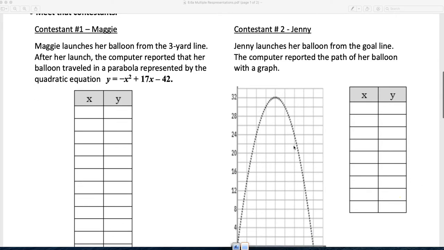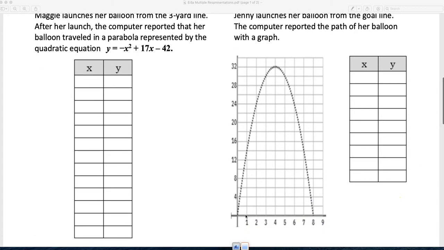So you'll read this graph, you'll fill out this table. Again, the first value is going to be an x-intercept, the middle value is going to be a vertex, and the last value is going to be an x-intercept. Okay, start, center, stop.